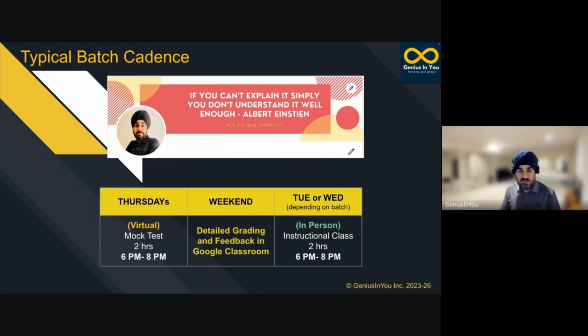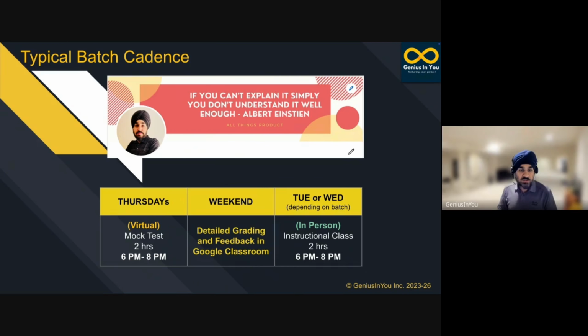And then for the in-person class, depending on what batch you choose, either Tuesday or Wednesday, the in-person class is going to happen at the same time, 6 p.m. to 8 p.m. So the way it works is Thursday, students are taking the test. They will take the multiple choice questions test. They will take the essay test.